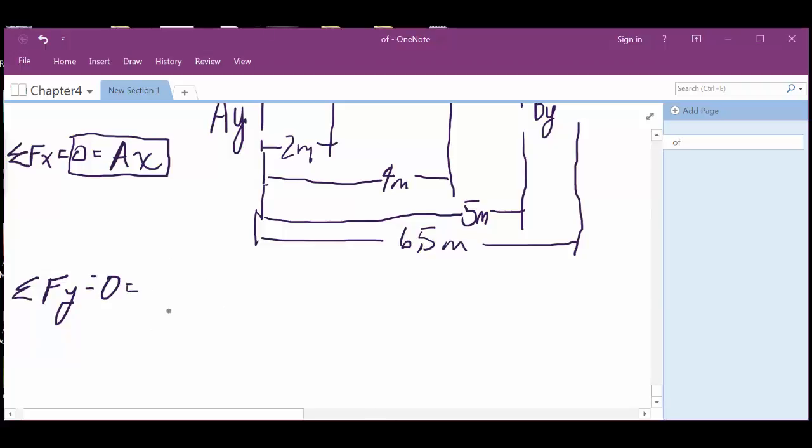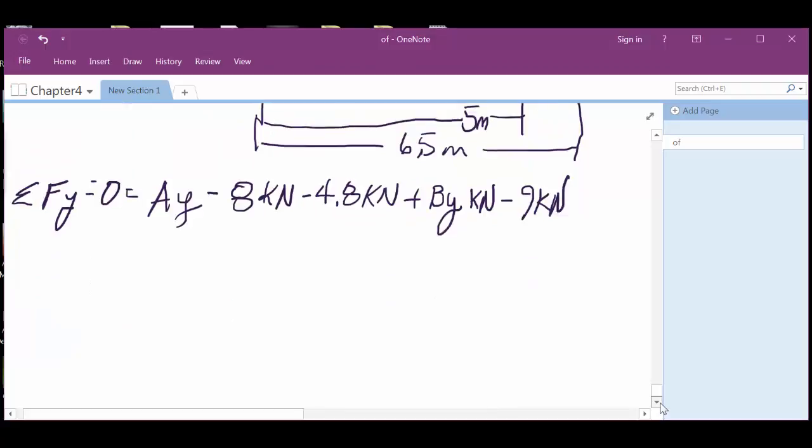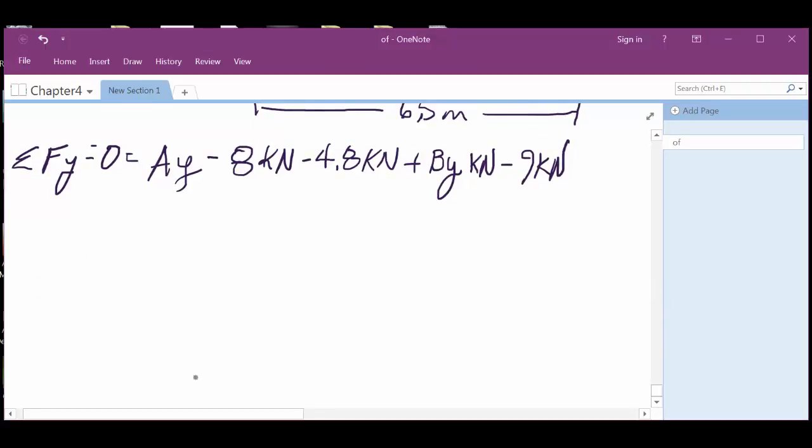And that's going to be what? AY is going up, we think, minus 8 kilonewtons minus 4.8 kilonewtons. You want to keep those all in the same units, right? Plus By, which is in kilonewtons, minus 9 kilonewtons. Two unknowns, so we get some more paper out and do a moment, and I choose to do mine about point A. Again, make sure you make a notation as to where you're taking your moment.